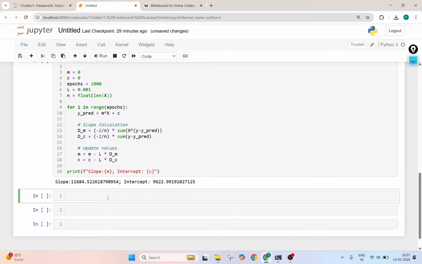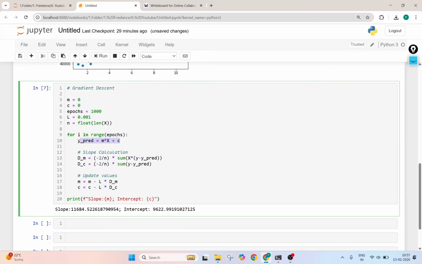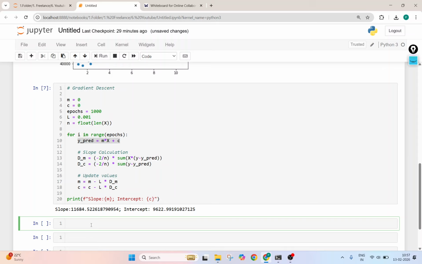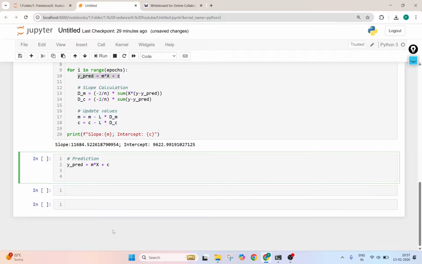Now, what I need to do is I need to create this simple line. That's all. I could have also returned this line, but let me take it over here. So what I want to do is prediction. So y pred equals m into x plus c. All right. Now let me just plot it inside a graph. So I'll say plt dot scatter x comma y. This is my scatter plot.